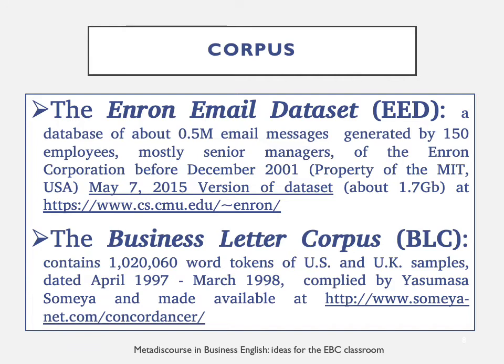In my study, I'm examining the use of interactive and interactional meta-discoursal features in business English written production as available in the Enron email dataset and in the business letter corpus. The Enron email dataset is a database of about 0.5 million email messages generated by 150 employees, mostly senior managers of the Enron Corporation in the years leading up to the company's collapse in December 2001. A copy of the email database was purchased and released by the MIT to researchers.